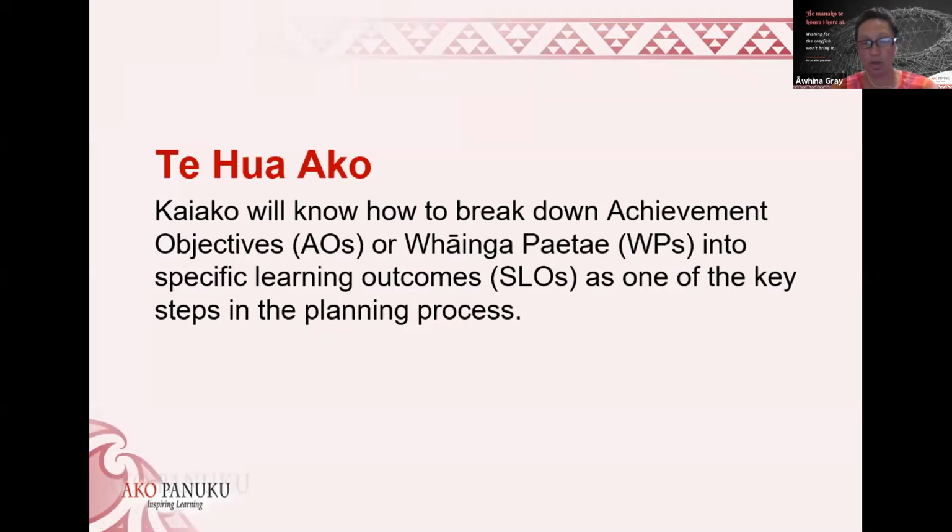So I'm gonna walk you through a process to break down a whāinga paitai or an achievement objective, because we know that they are very broad in their intent and they need to be broken down into SLOs or specific learning outcomes, because that's where, as kaiako, we can really start to get into the nitty-gritty of teaching. It provides us with the scope for the detail to develop our lesson plans. So whāinga paitai or achievement objectives, breaking those down into specific learning outcomes.